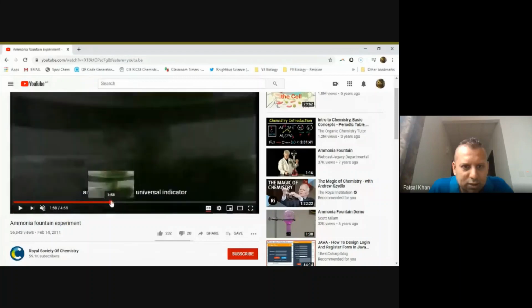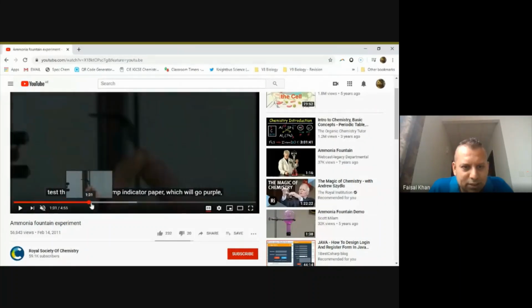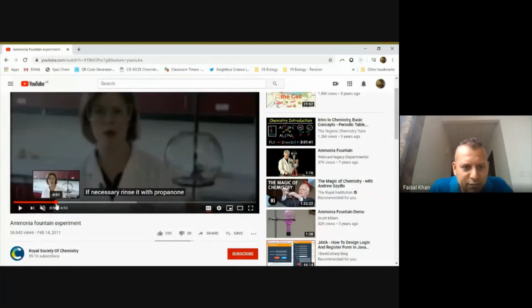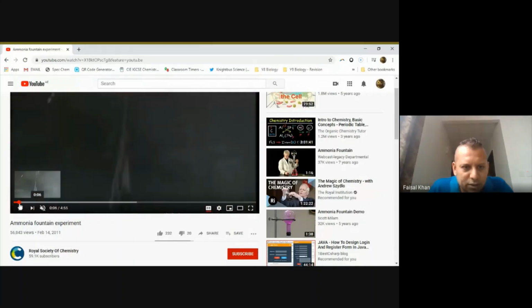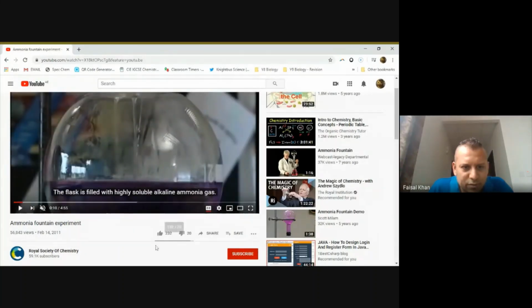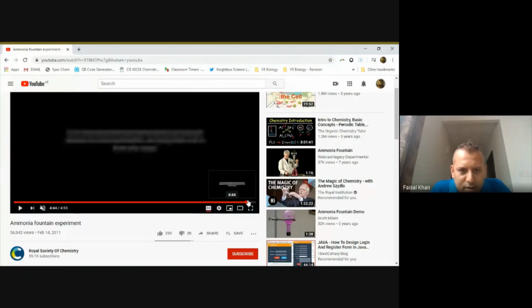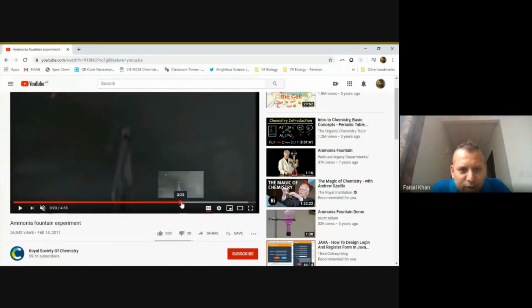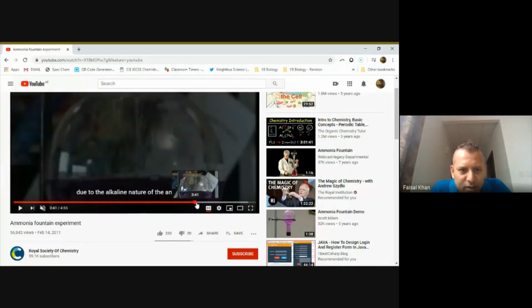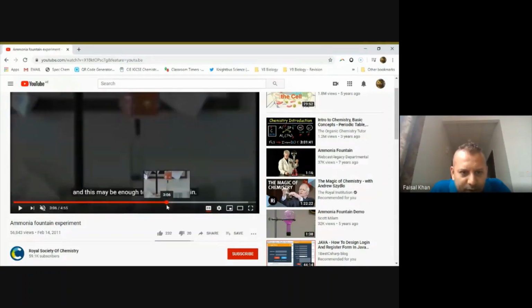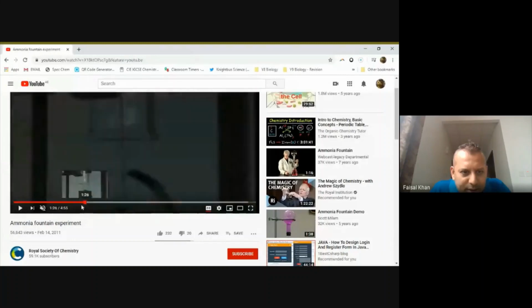And so the first bit is, I believe, let's just have a look. So you start off with highly soluble, so the flask is filled with highly soluble alkaline ammonia gas. So you see this liquid over here, this is a purple liquid. I believe it's universal indicator. And it starts off as green, and when the, oh, hang on a second. Let's just watch the video.